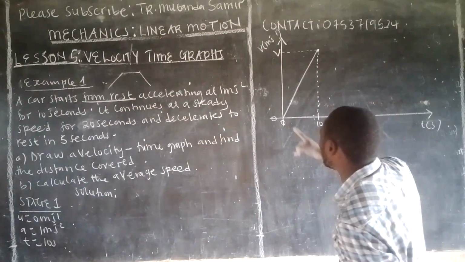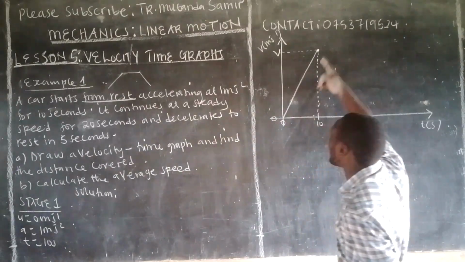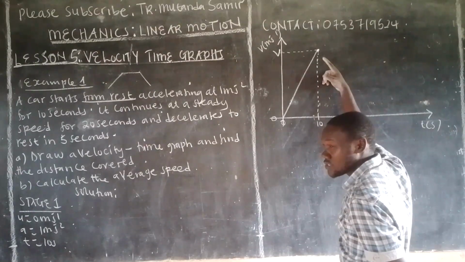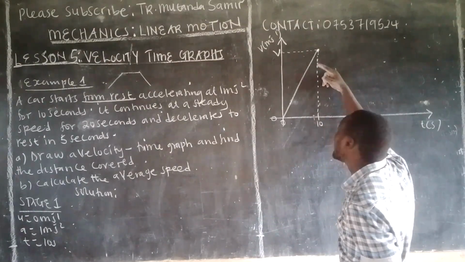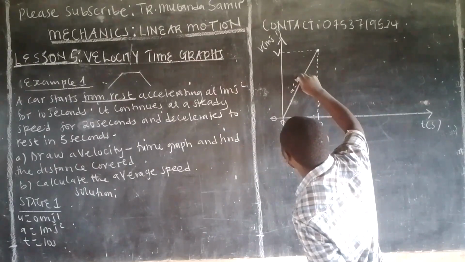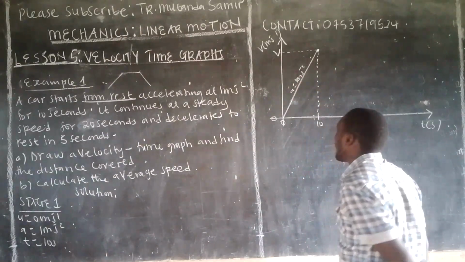Why am I drawing this? Because uniform acceleration is in this order. You can rewind the video. Why uniform acceleration? Because the acceleration was 1 for 10 seconds. It was not changing for all those 10 seconds, so it is a uniform acceleration. For this area, the acceleration is equal to 1 meter per second squared. That is stage 1 done.